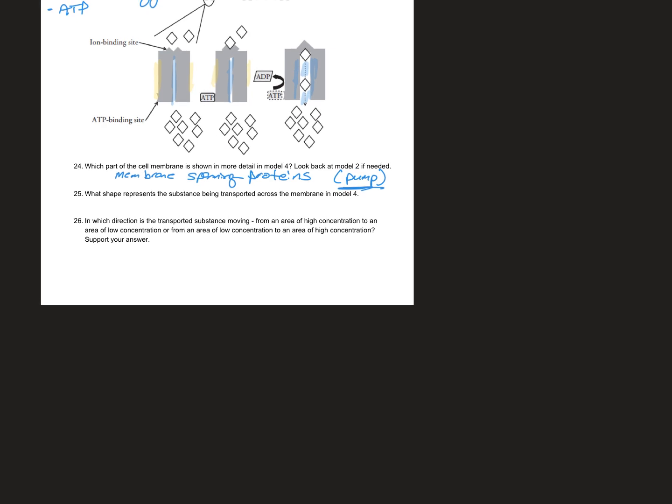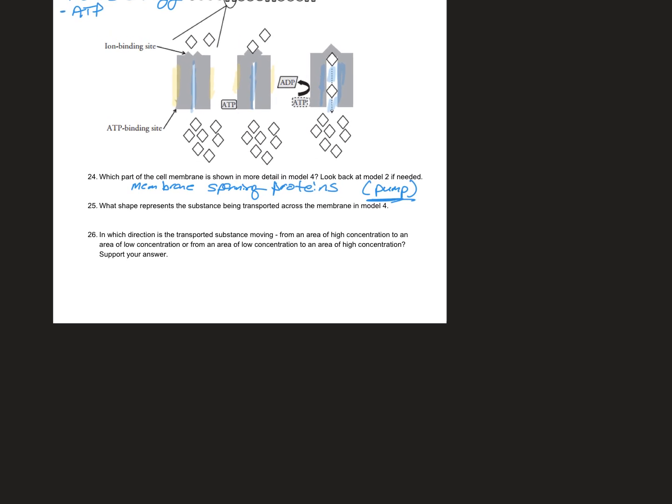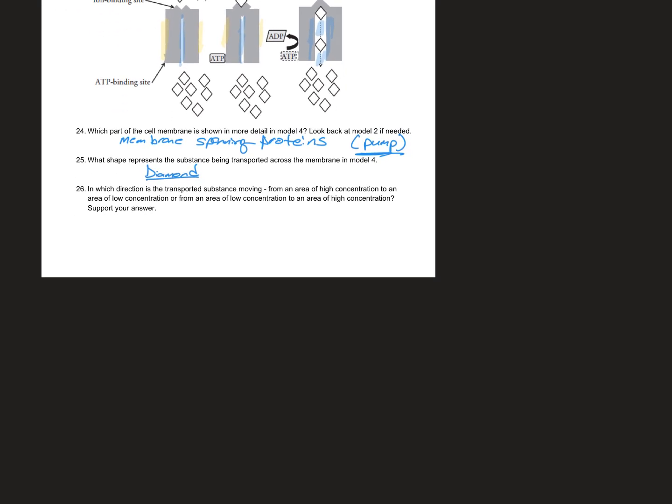What shape represents the substance being transported across a membrane? I hope that's easily a diamond to you. I don't know what other shape you'd call it. In which direction is the transported substance moving? You're going from low to high. It says from an area of concentration to an area of low concentration, or from an area low to high. It's low to high.